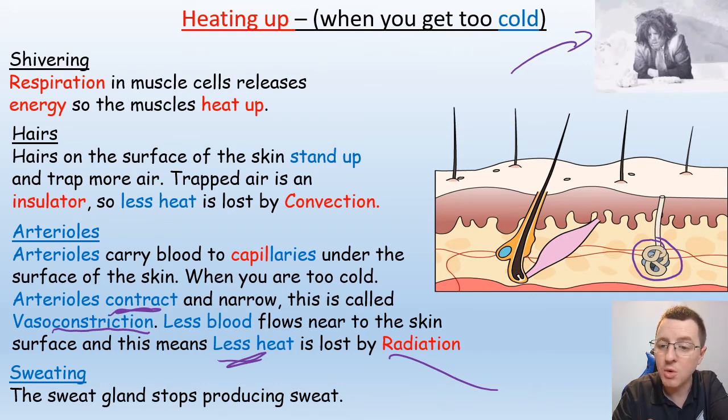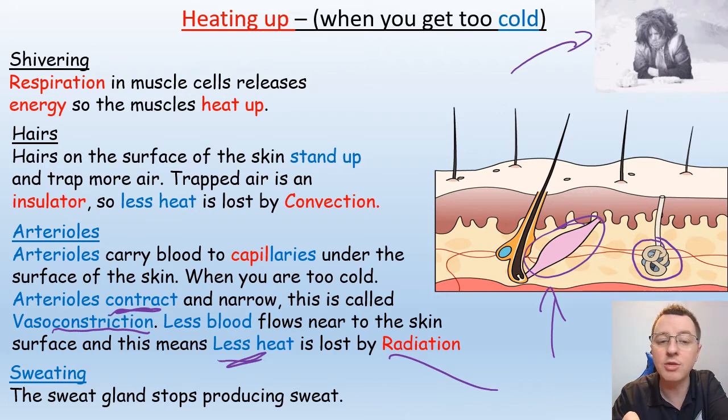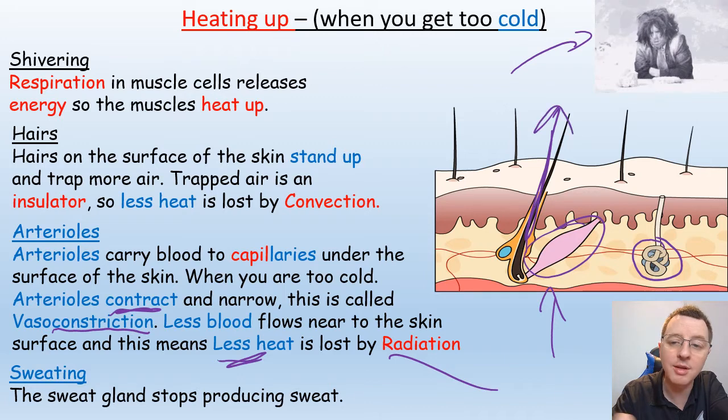You may also notice under the skin that you have here a number of sweat glands. When you're cold, the sweat glands will stop producing sweat, so there'll be less sweat on the surface of your skin and less heat lost by evaporation from your skin. One last thing to notice on this diagram before we move on is this little muscle here, which is a hair erector muscle, and when it contracts it pulls the hairs to stand erect and therefore trap more air.